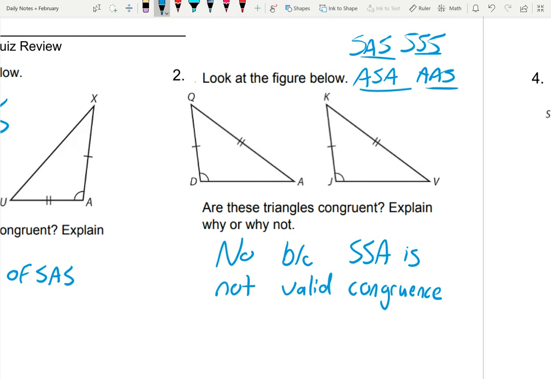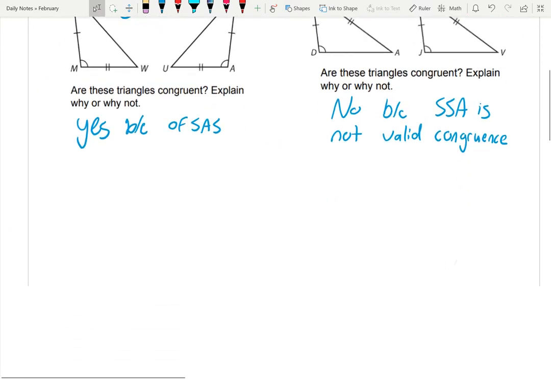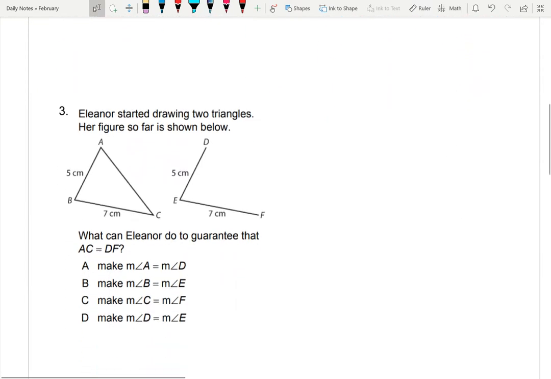It very well may be that these triangles are congruent. However, the information that's given to us is not the information that is used as far as provability goes. It's not provable that these two triangles are congruent. They could be, but not based on that information can we confirm it.